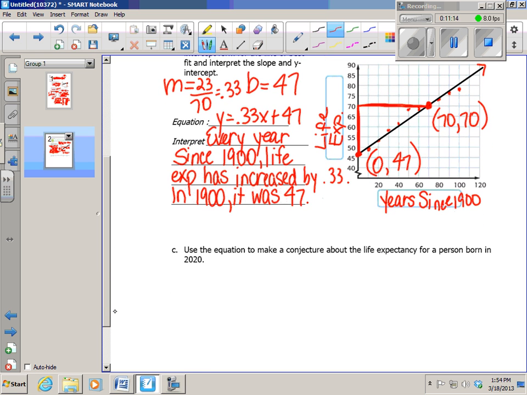It says part C, use the equation to make a conjecture about the life expectancy for a person born in 2020. So 1900 to 2020 is 120 years, which is right here. I'm going to go up to my line of best fit, and then I'm going to go over. What value is it there? I would say it's at about 87 years.